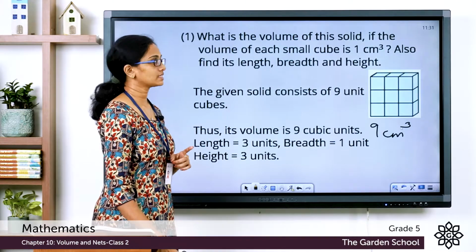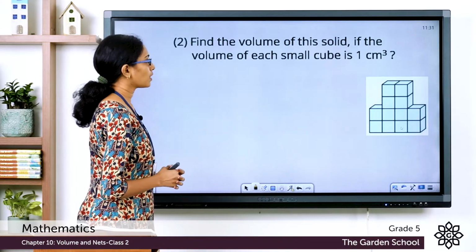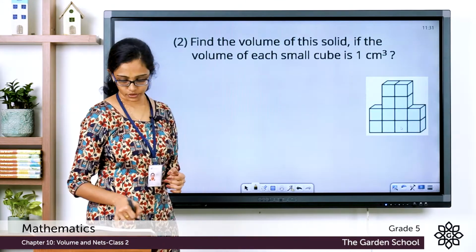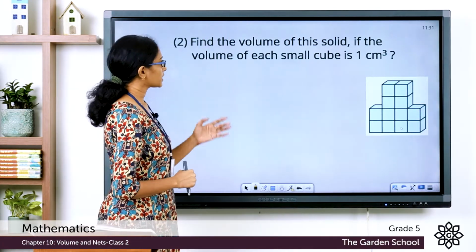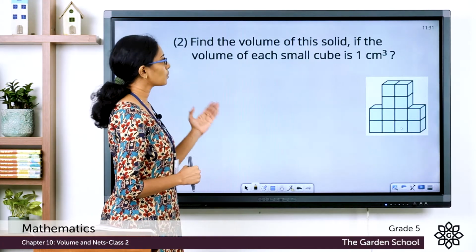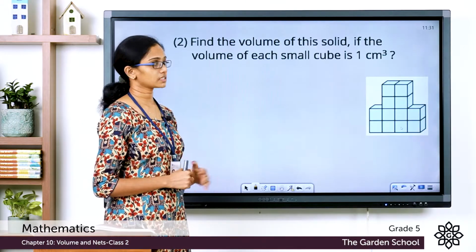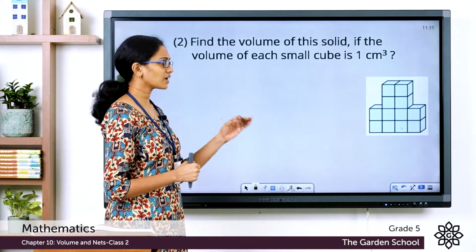We'll see one more example. Find the volume of this solid. You can see this picture in page number 154 in your textbook. Find the volume of this solid if the volume of each small cube is 1 centimeter cube. So this is very easy.